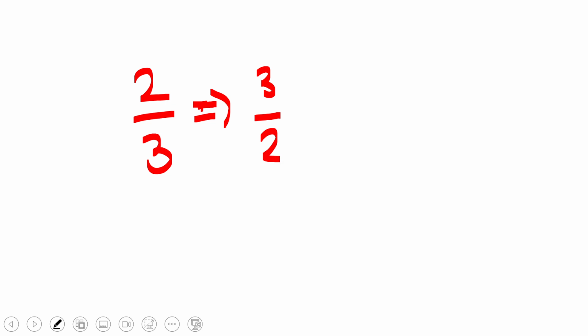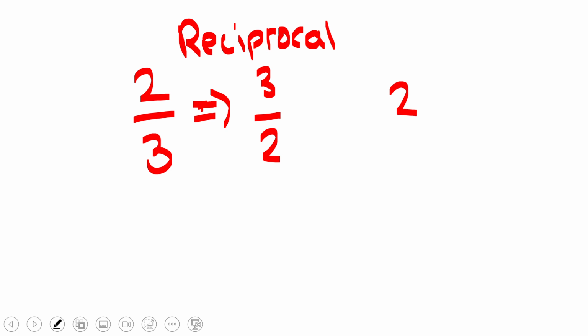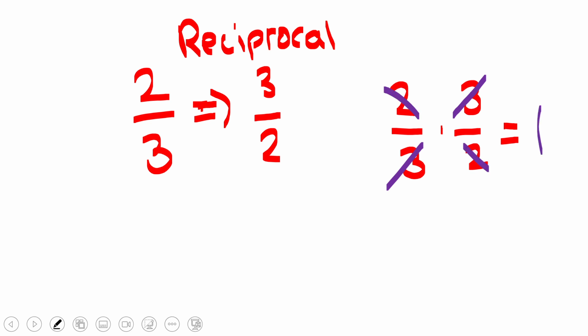Okay, a reciprocal of a fraction, it's not equal to, but it goes to 3/2. And that is the reciprocal. Flip it over. Look what happens when we multiply reciprocals. If you use the strategy, 3's cross cancel, the 2's cross cancel, and multiplying by the reciprocal results in a 1.